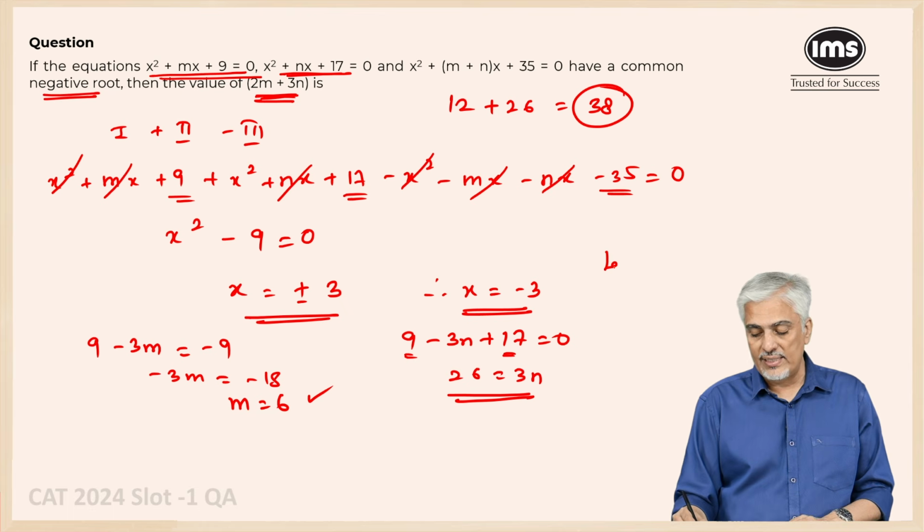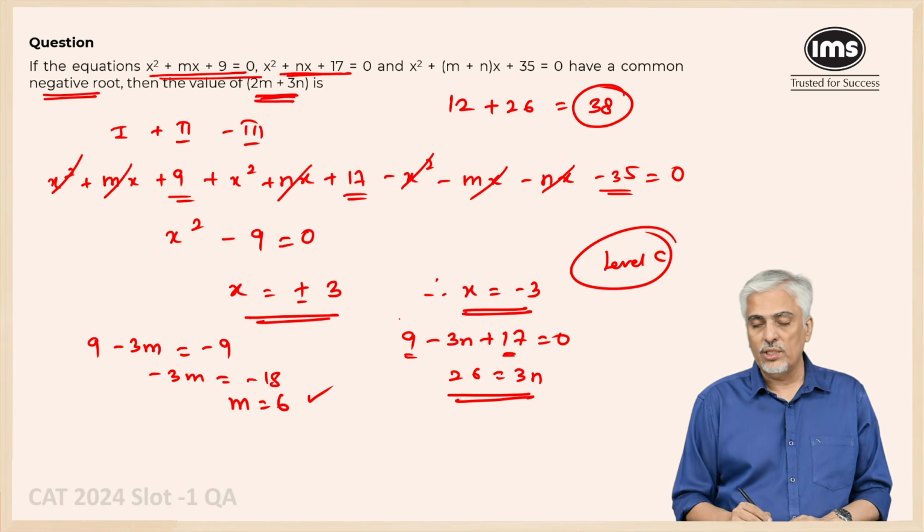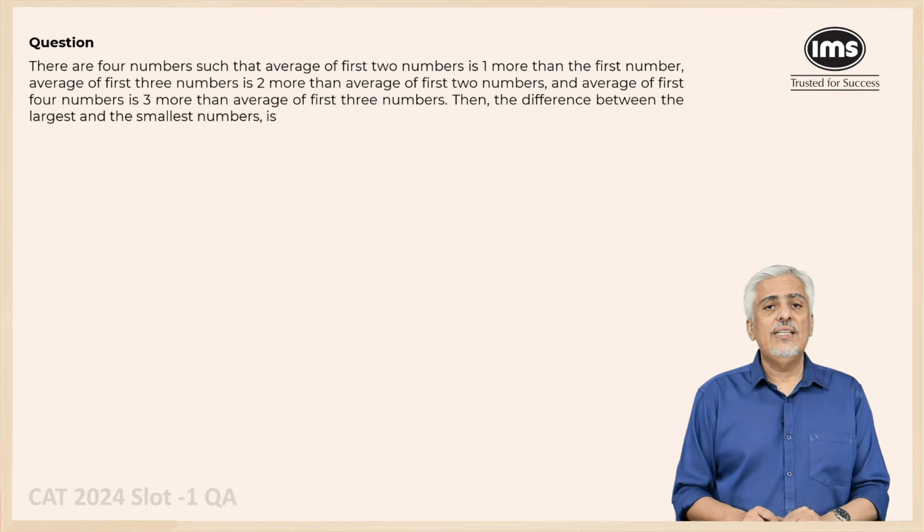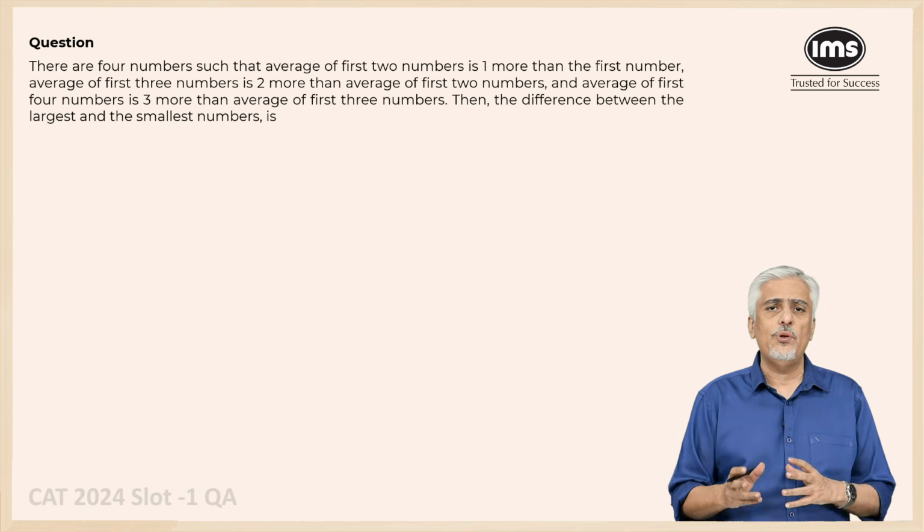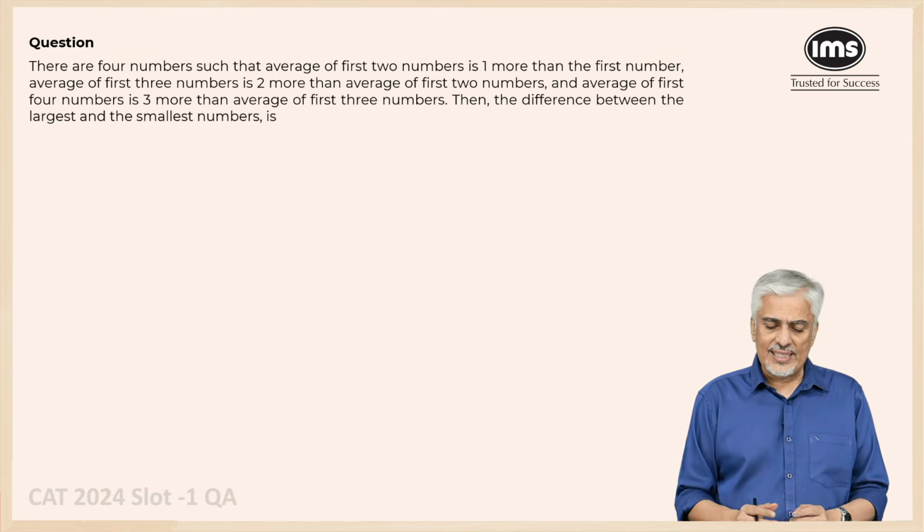Otherwise, it was a level C question. You would most probably not have got it. Let's have a look at the next question. The next question is a question on averages. I'm going to show you a couple of approaches for this question. Let's have a look at it.